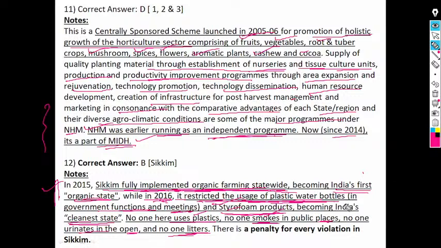No one uses plastics, no one smokes in public places, no one urinates in the open, no one litters. There is a penalty for every violation in Sikkim.